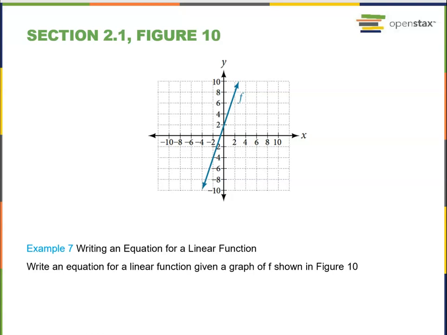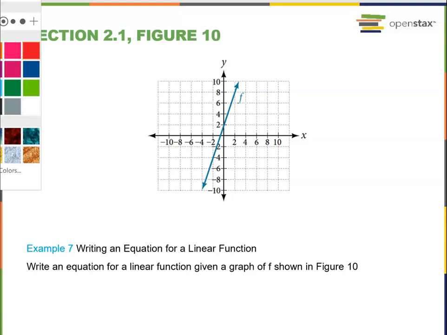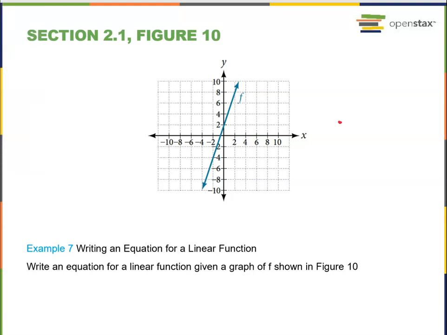So next one. Writing an equation for a linear function. How are we going to write an equation given this graph f, figure 10? All you have to do is identify any 2 points that are on the graph. So let's say you have the y-intercept (0, 2), and what else? This one? That is (0, 2) and (negative 2, negative 4).